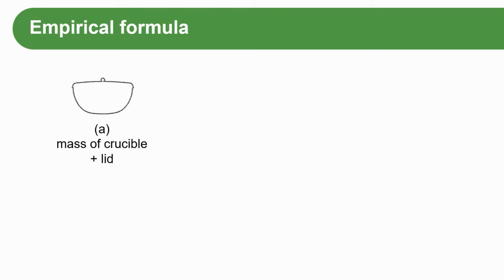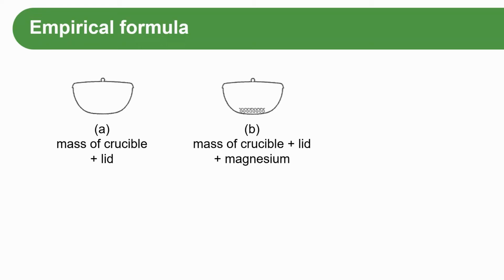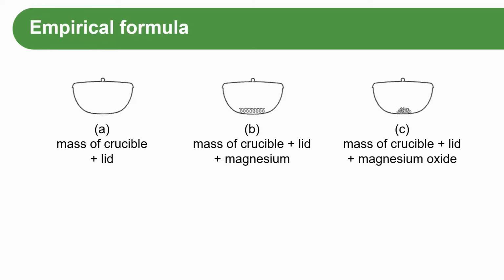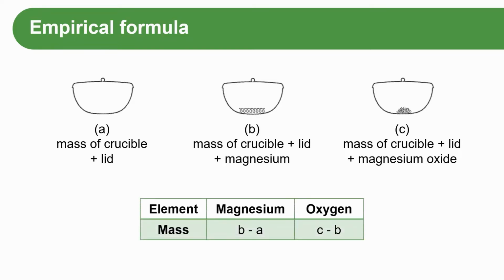At the start of this experiment, we measure the mass of the empty crucible with lid, and then we measure the mass of crucible together with magnesium. And lastly, we measure the mass of crucible with the magnesium oxide after the experiment. From these three masses, we can actually determine the mass of magnesium as well as the mass of oxygen. To find the mass of magnesium, we minus B with A. And to find the mass of oxygen, we minus C with B.